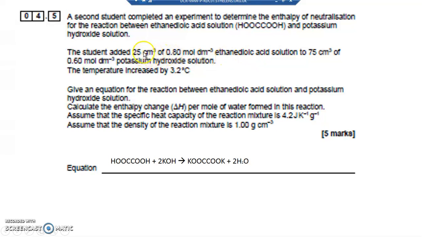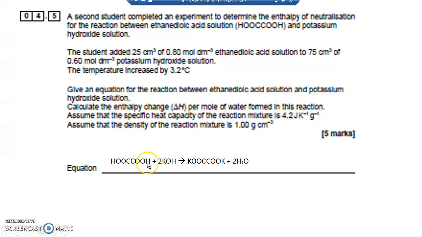So that means that we've got a volume and a concentration. We can work out number of moles. To 75 centimetres cubed of 0.6 mole decimetre cubed of potassium hydroxide. Again, we've got a volume and a concentration. We can work out number of moles. We've been given a temperature increase, so maybe we're using Q equals minus MC delta T. We're given an equation for the reaction between ethane dioic acid solution and potassium hydroxide.